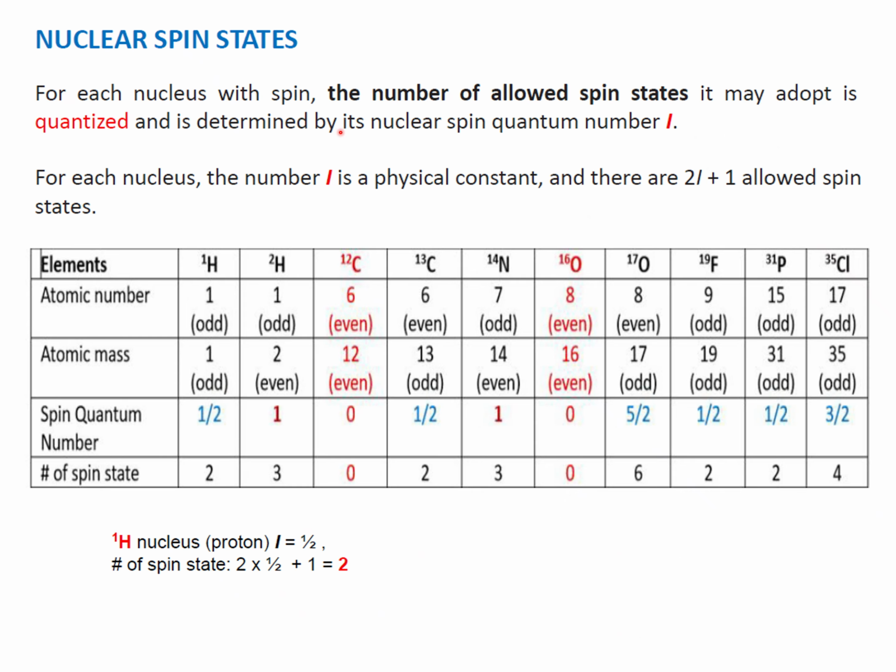For each nucleus with spin, the number of allowed spin states it may adopt is quantized and can be determined by the nuclear spin quantum number I. I is a physical constant. There are 2I plus 1 allowed spin states. So I've already shown what the spin state should be; it depends on the value of 2I plus 1. Here, for the spin quantum number, this is the value of I. If I is 1, that means 2 plus 1 is equal to 3. If I is 0, you can easily measure this; for 0 it will always be 0. Then put the value here.